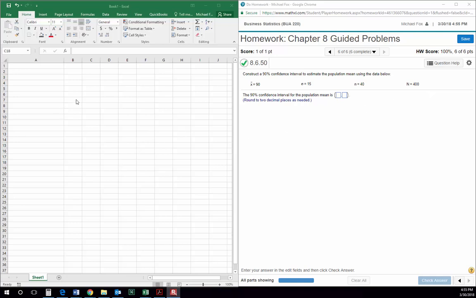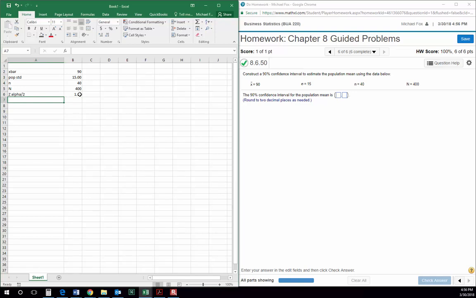So let's just kind of start with the data we have. So we have x bar, which, if you remember, is the sample mean. And then we have the population standard deviation. They give us a sigma there of 15. Little n, which is the sample size, is 40, and big N, which is the population size, is 400. So to figure this out, we're going to need our z of alpha divided by 2. Remember that if our confidence level is 0.9, our alpha is 0.1. So divided by 2 is 0.05. So the z of that is 1.64.